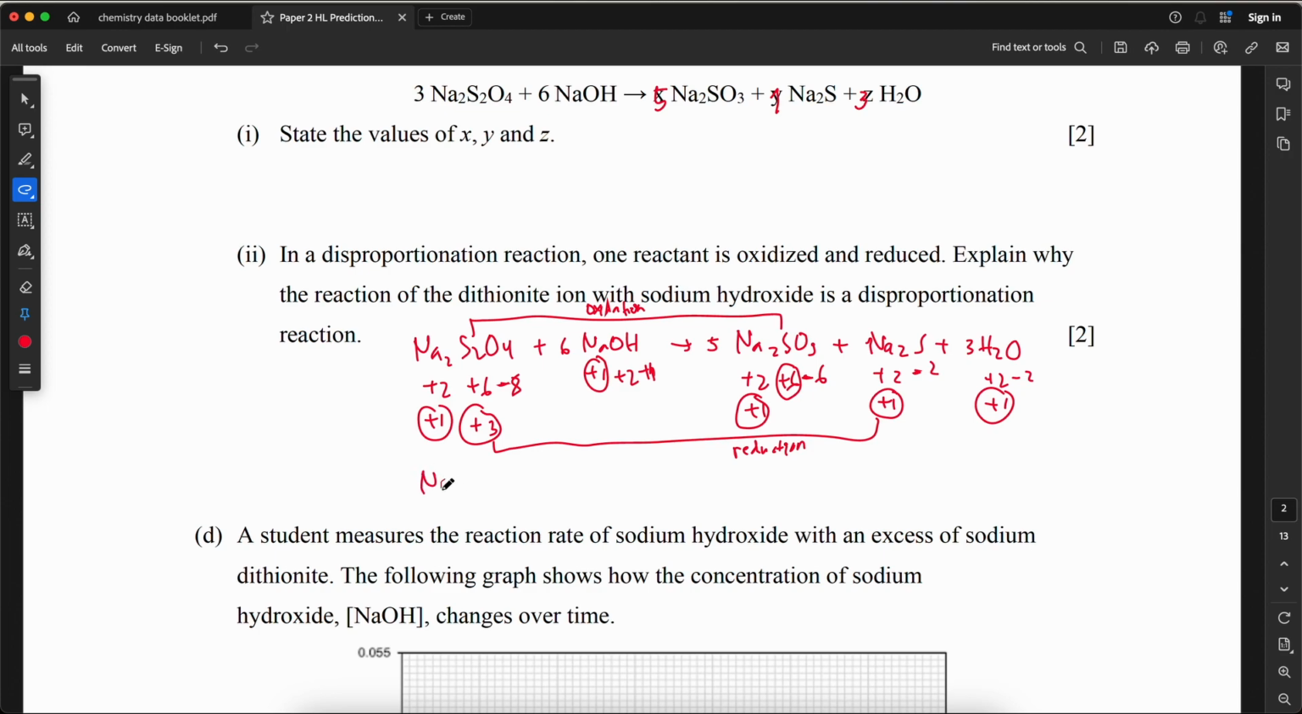So in Na2SO4, Na2SO3, the oxidation state increases, which is plus 3 to plus 6, and in Na2S, the oxidation state decreases, plus 3 to plus 1.